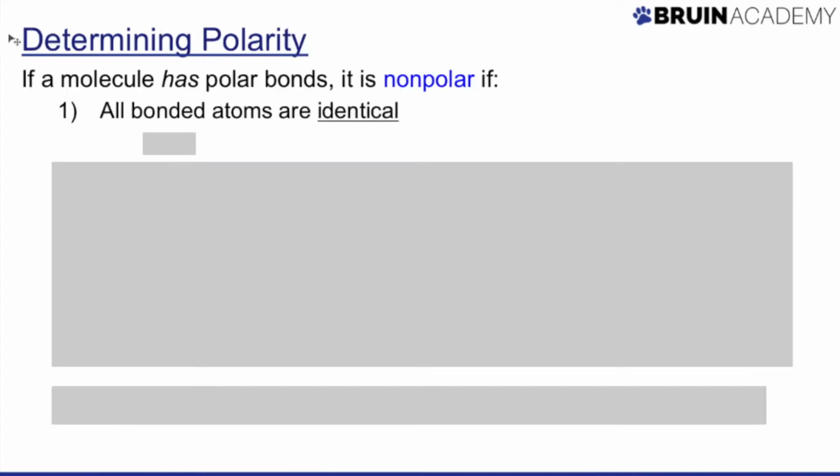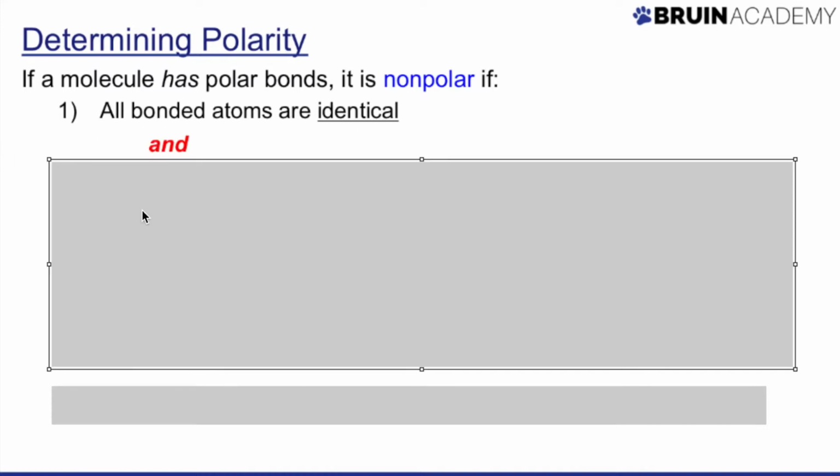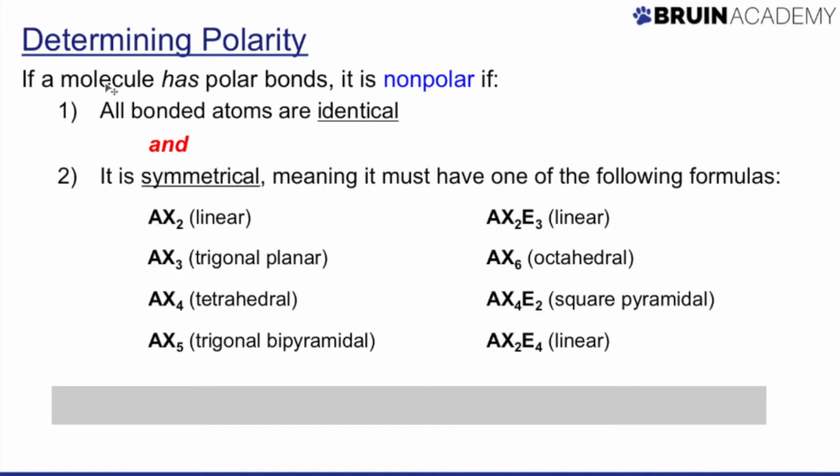So the second thing that you'll have to know how to do is determine whether a molecule is polar, right? And so if a molecule does not have polar bonds, it's not going to be polar, right? So that's the easy case. If it does have polar bonds, then there are 2 requirements for it to be nonpolar. The first requirement is for all bonded atoms to be identical. The second requirement is that the molecule needs to be symmetrical. And the reason this is important is because those polar bonds, those dipoles, need to be able to cancel.